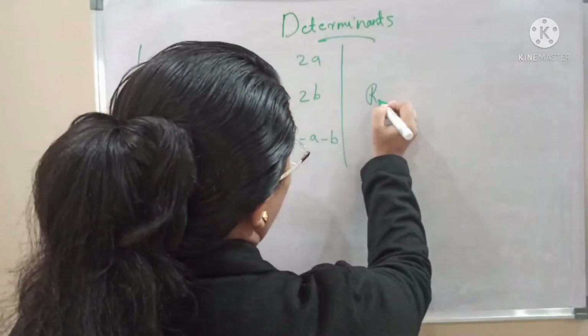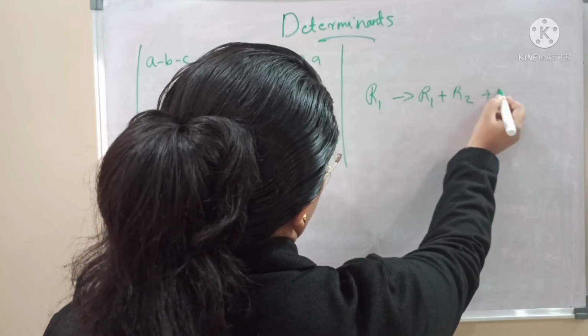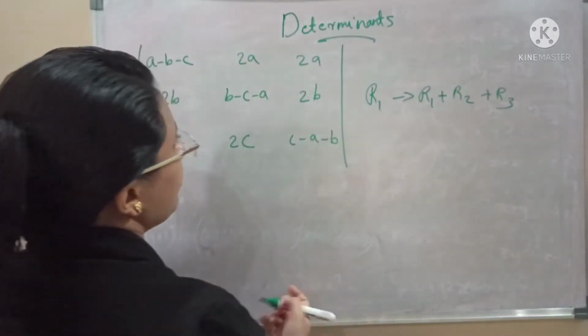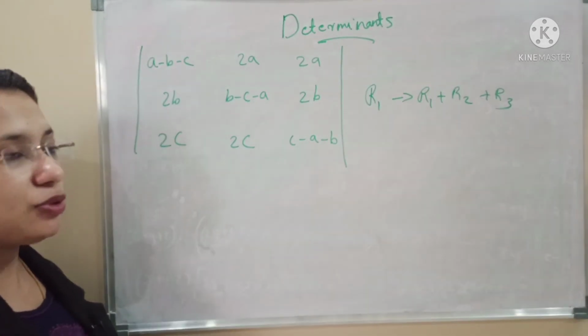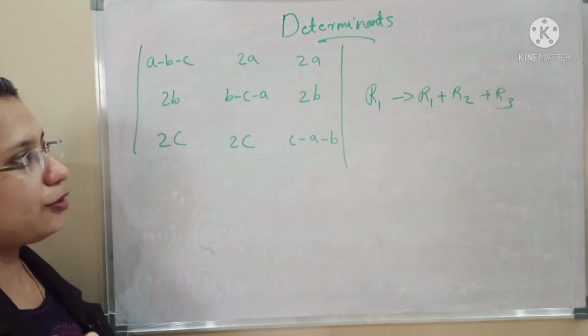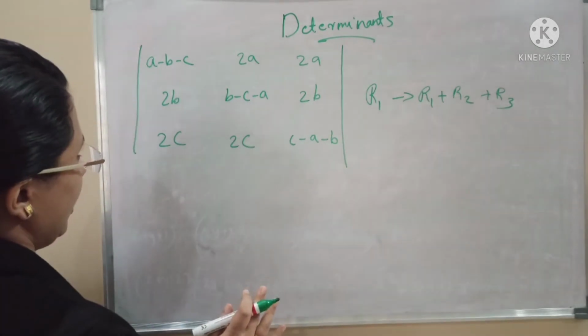So R1 I am going to change as R1 plus R2 plus R3. You can also think maybe other possibilities may be there. Okay, so it's up to your thinking. So when we do this, what will happen?